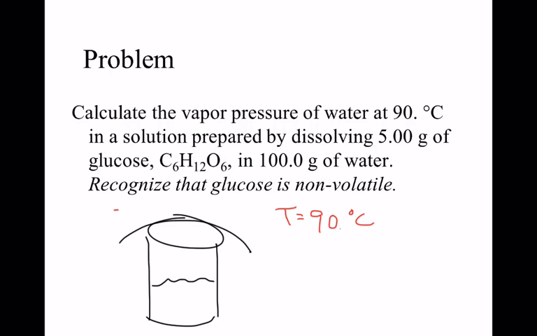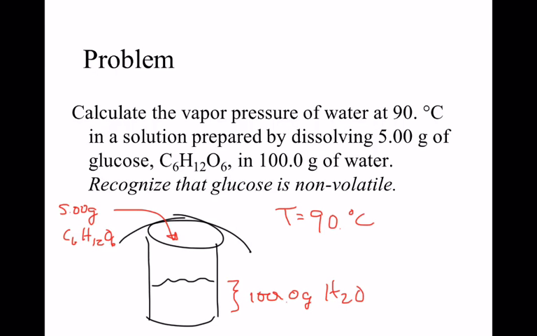And we are going to add glucose. Now, glucose is sugar. You think probably non-volatile? I think so. So we're going to have 5.00 grams of our non-volatile solute, and we are going to have 100 grams of H2O down here. Now, water is our solvent.